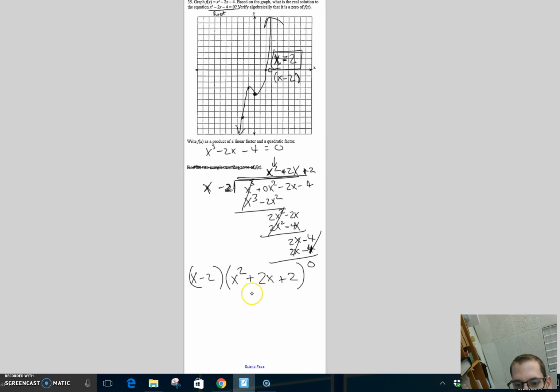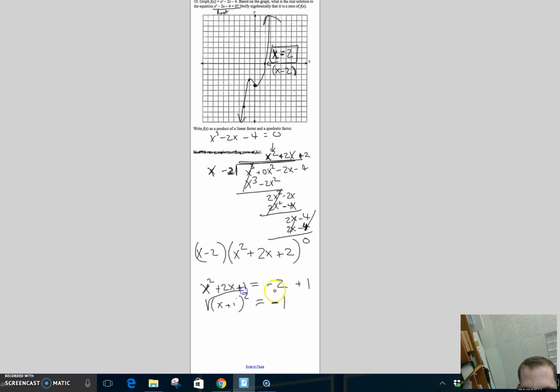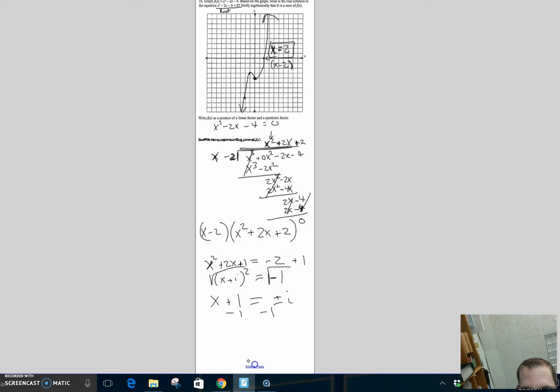To find the complex solutions, I'm going to take this and complete the square. So x squared plus 2x equals -2. Complete the square, divide by 2 and square. I get 1 plus 1. This factors to x plus 1 squared equals negative 2 plus 1, which is negative 1. Square root both sides. So I get x plus 1 equals positive and negative square root of negative 1, which is i. Minus 1, minus 1. I get x equals negative 1 plus or minus i. Those are my complex solutions.